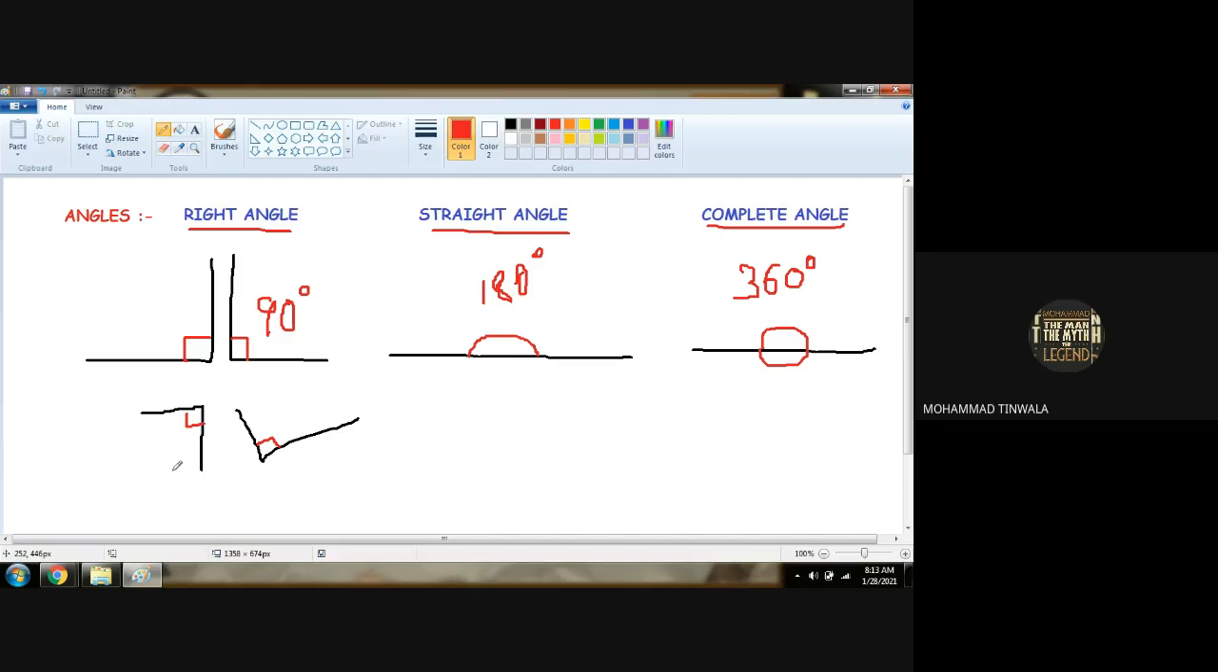Boys, are you all getting the points? Yes. 180 degree, also the straight angle, may be anywhere, in any direction. It may be like this also. This is also known as a straight angle.